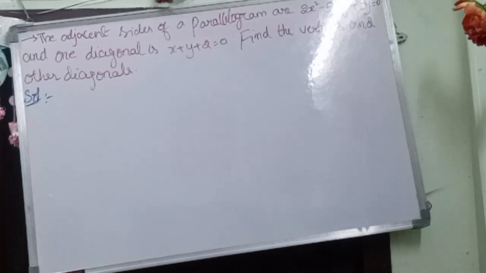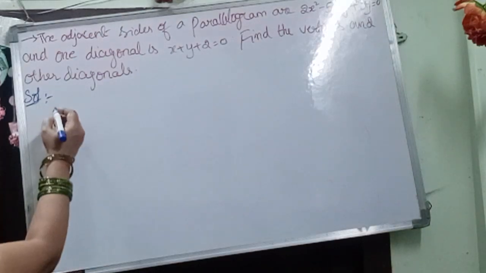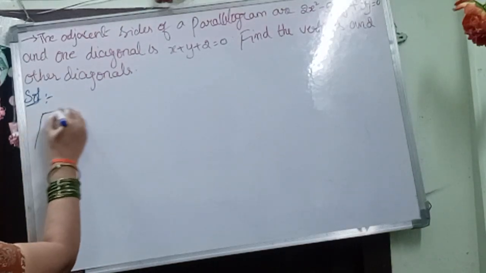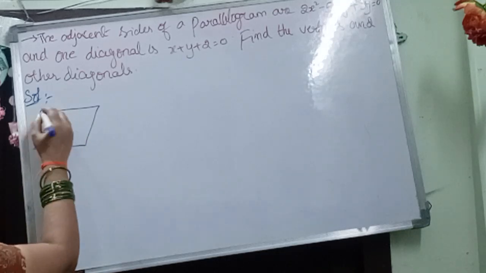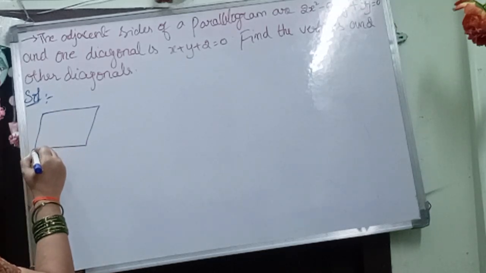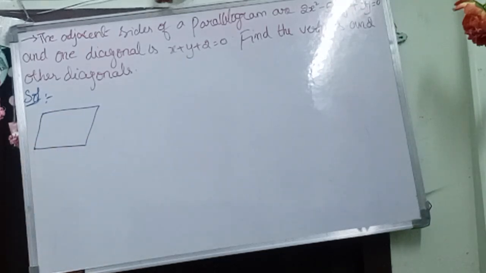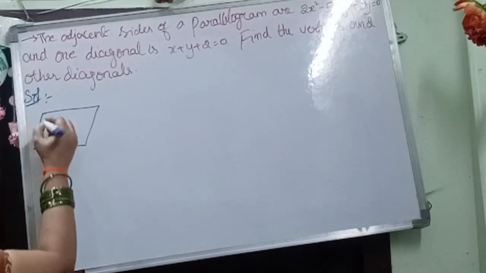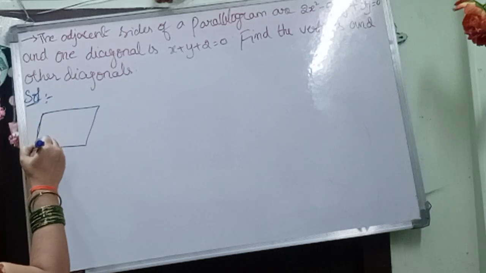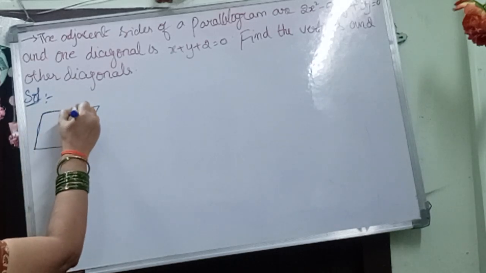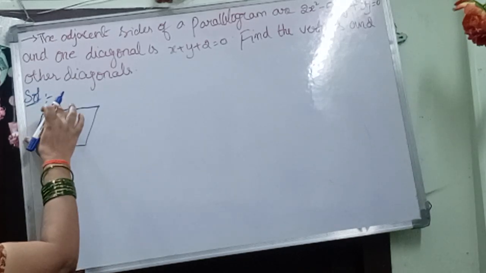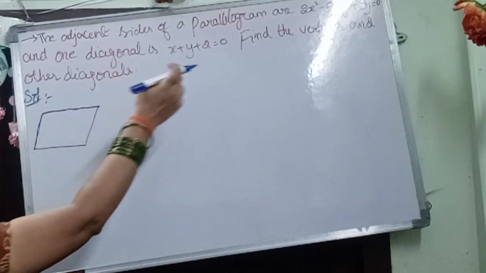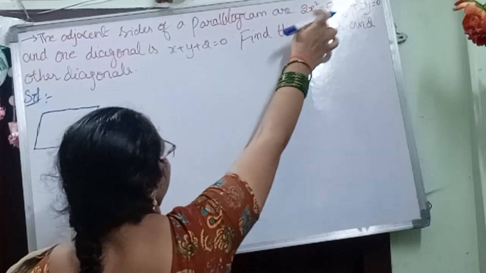In this video, I am going to solve a problem from pair of straight lines from the first year. The question is: adjacent sides of a parallelogram are 2x² - 5xy + 3y² = 0 and the diagonal is x + y + 2 = 0. Two adjacent sides' equation is given, as a pair of straight lines. So this is one line and this is the other, and these two lines combined give one pair of straight lines equation.